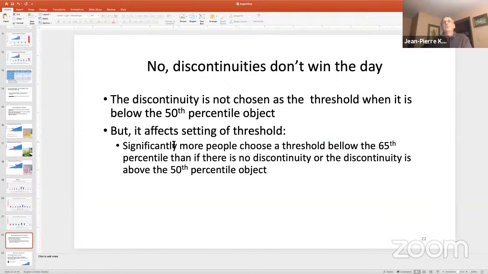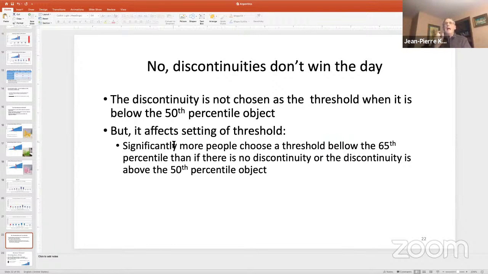Namely, the discontinuity was not chosen the most at the threshold when it is below the 50th percentile object, validating our assumption that people assume that the tall objects are above the median. It did affect a little bit the setting of the threshold.